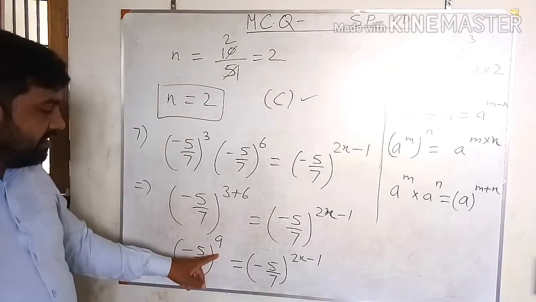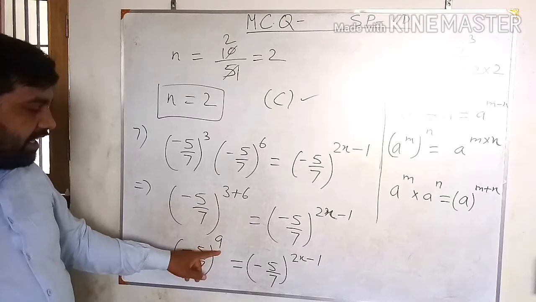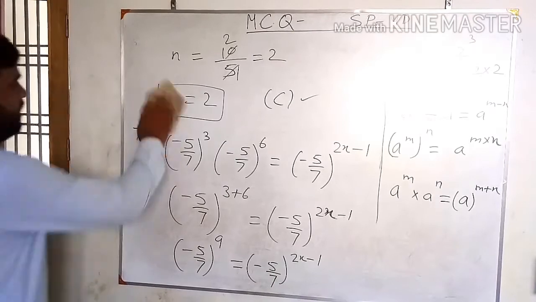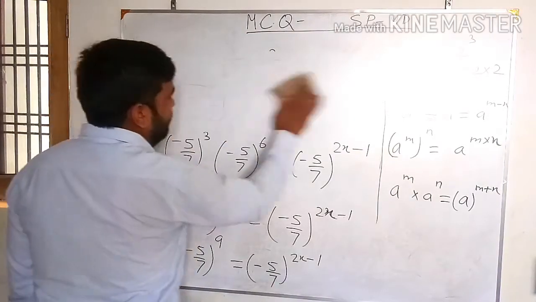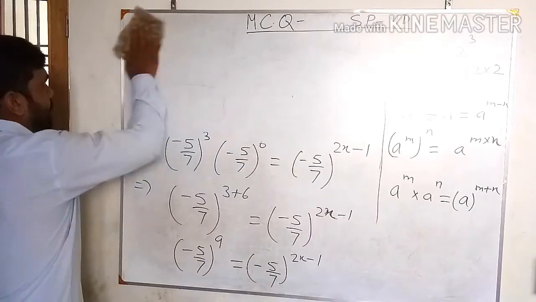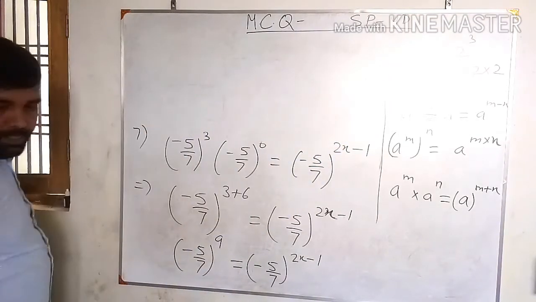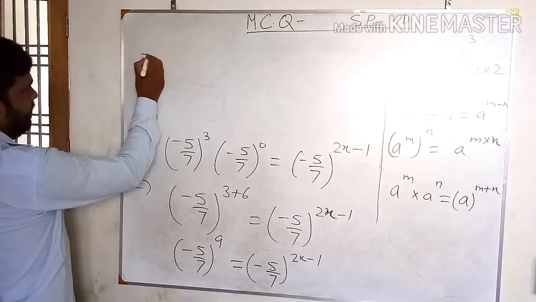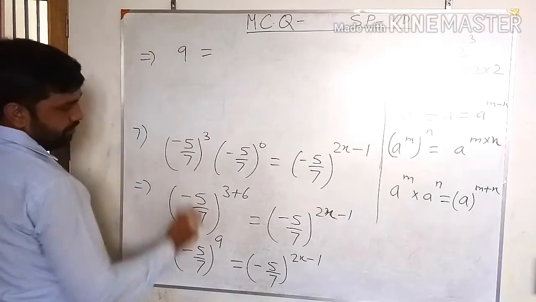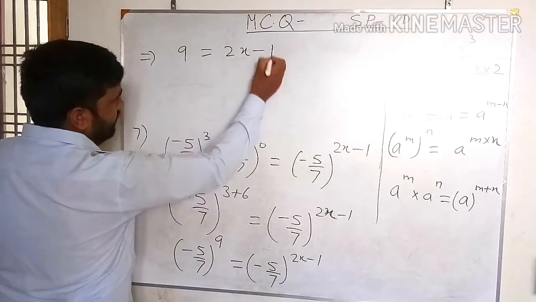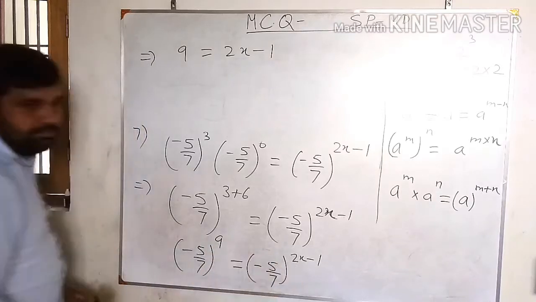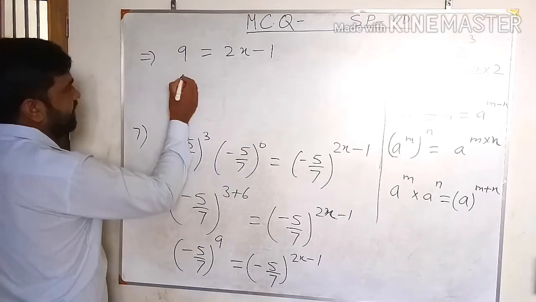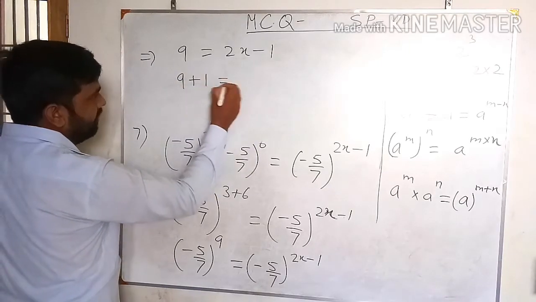The left hand side says that the power of minus 5 by 7 is 9, so the right hand side power should also be 9. On comparing, since the bases are the same, the powers must be the same. So this implies that 9 equals 2x minus 1. Now we have to find the value of x. Transpose this minus 1 to the left hand side, so minus 1 will become plus 1.